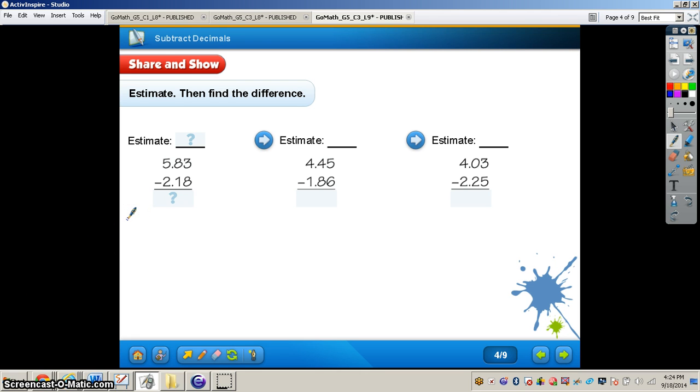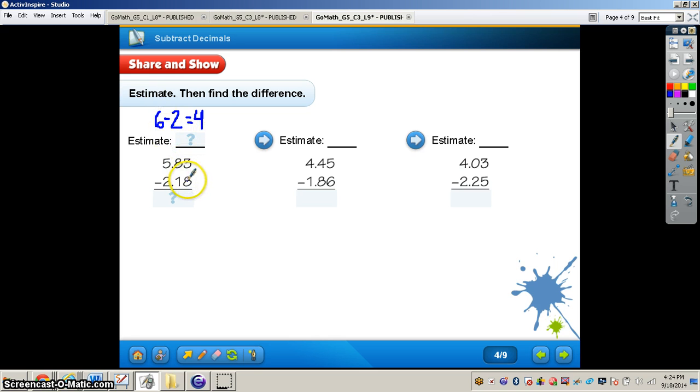And this is on the bottom of page 140. We have 5 and 83 hundredths minus 2 and 18 hundredths. The first thing we want to do is estimate. You take that 5 and 83 hundredths, make it into a 6. The 2 and 18 hundredths can stay a 2. So 6 minus 2 is going to equal 4. And then from here we can subtract.